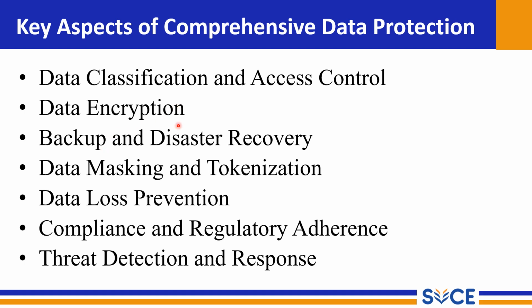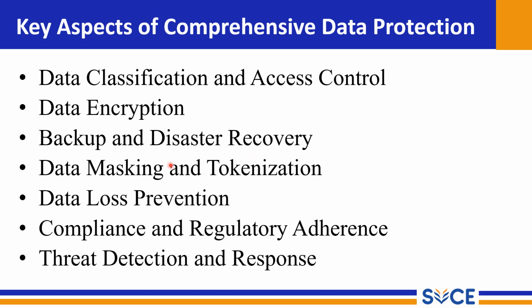Third one, backup and disaster recovery. Here, you have to regularly automate backups to prevent data loss. We have to implement geo-redundant storage, which we call GRS, for cross-region failover, and disaster recovery plans, that is DRP, and we have to do periodic testing to ensure business continuity. And this is all about backup and disaster recovery.